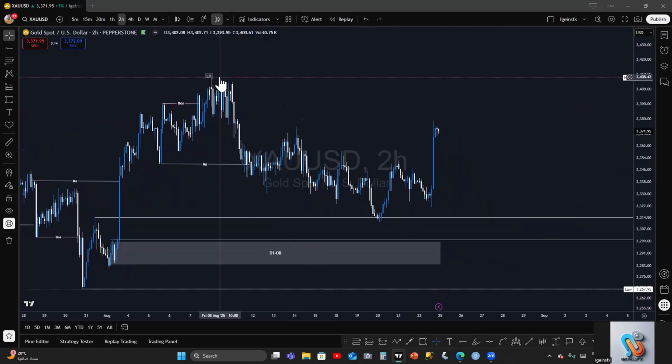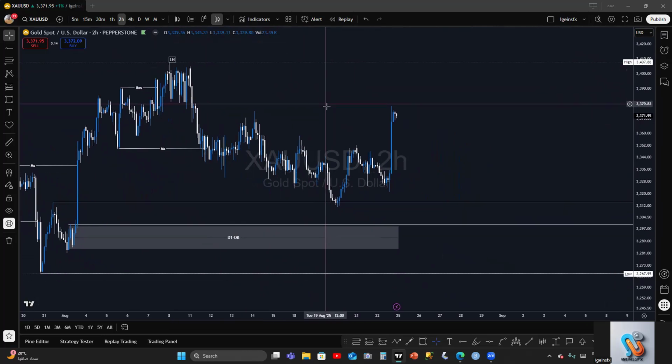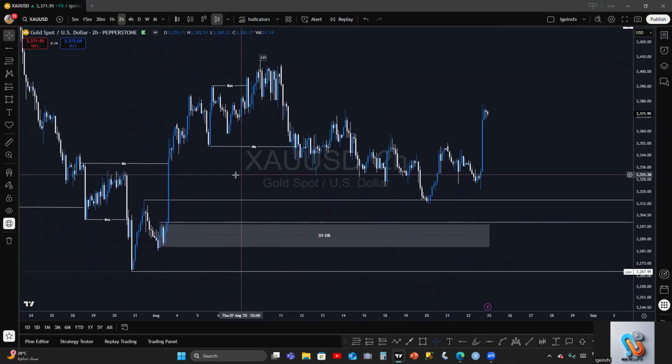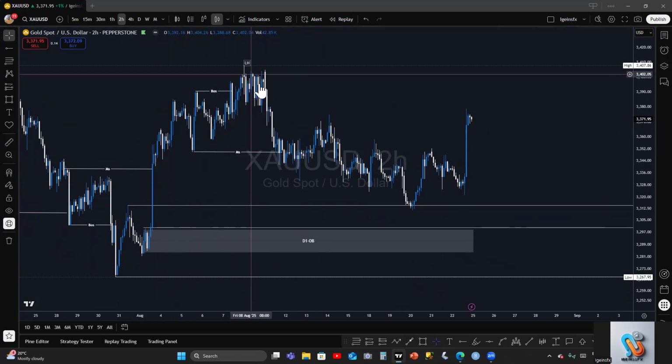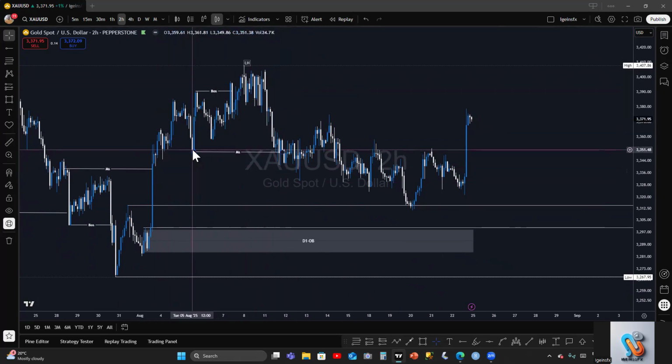You can see when price created this high and pulled back to this support level, it now violated this support level. Guys, when a support level is violated while you are on a bullish trend, drop your answer in the comment section. What does it mean when price violates a support level?